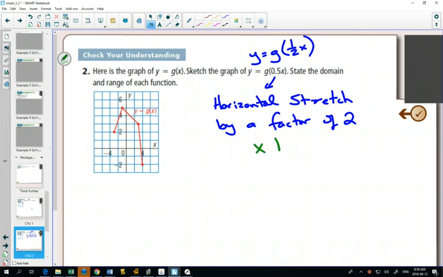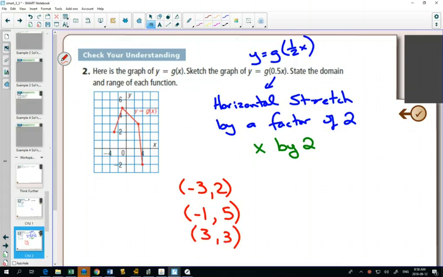Algebraically, that means we're going to multiply our x values by 2. How many key points does the original graph have? 4. So we're going to label all 4 of those points. So we have negative 3, 2. We have negative 1, 5. 3, 3. And 4, negative 2.